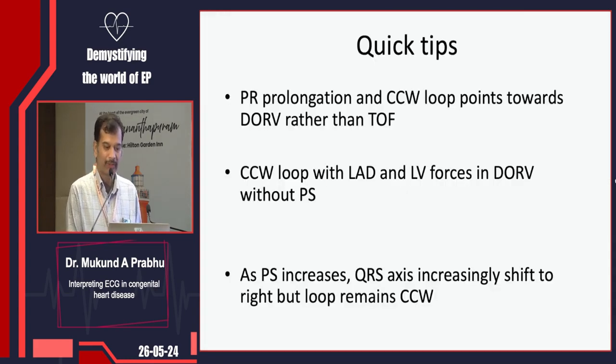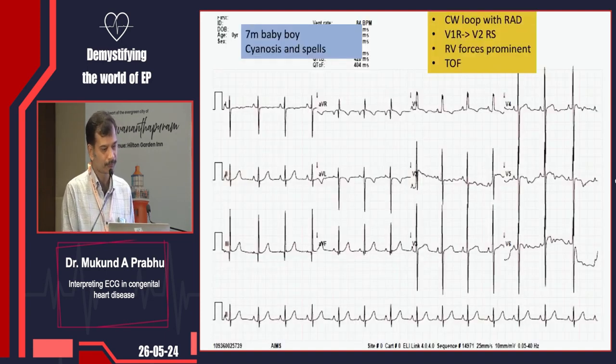PR prolongation with a counterclockwise loop, irrespective of axis, suggests a DORV when you have a clinical diagnosis of TOF. And LAD, left axis deviation, and LV forces happen when there is no PS. As PS or PAH increases, the QRS increasingly shifts rightward. First normal, then rightward, but the counterclockwise loop still remains.